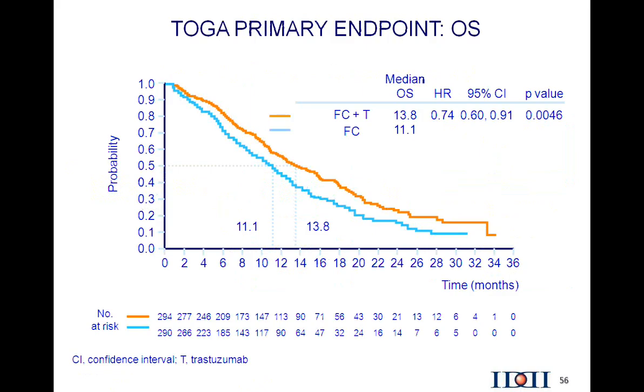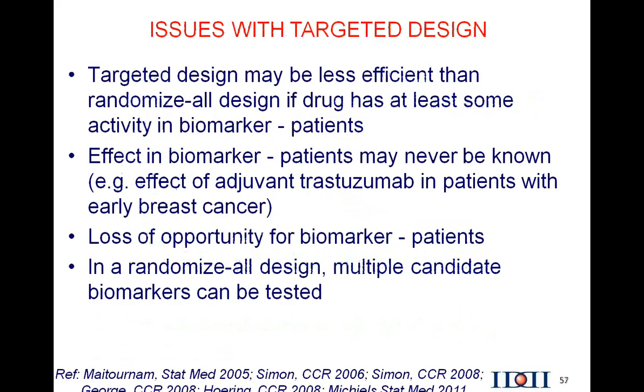And indeed, here are the results of this trial. These results were shown about a year ago at ASCO, and you see that indeed there was a large benefit of Herceptin in that subset of patients who were HER2/neu amplified. Very significant p-value and a hazard ratio in favor of Herceptin of 0.74. Again, the benefit of these targeted trials is that patients who are entered in the trial are thought to benefit from the treatment, and indeed the benefit can be quite large. But there are some issues with these designs as well.